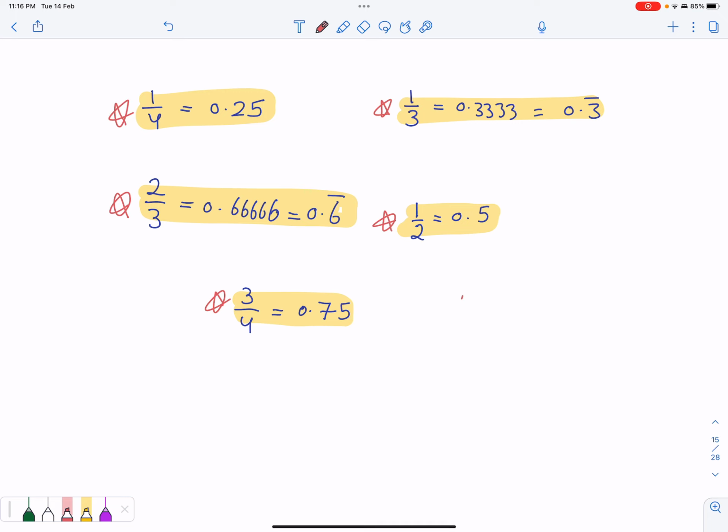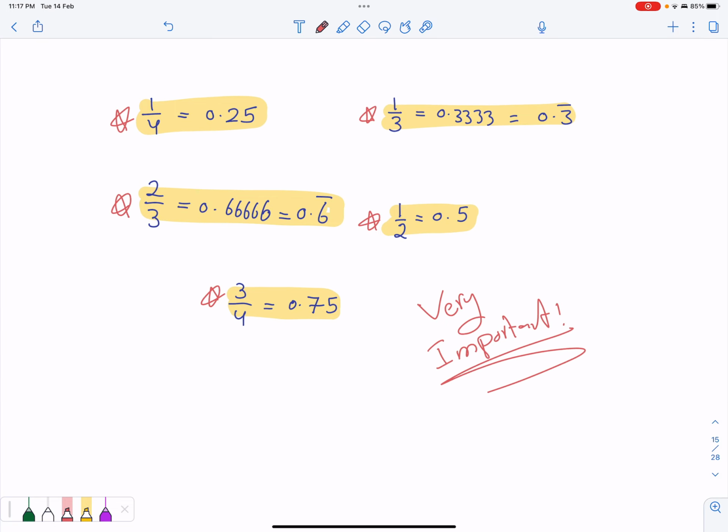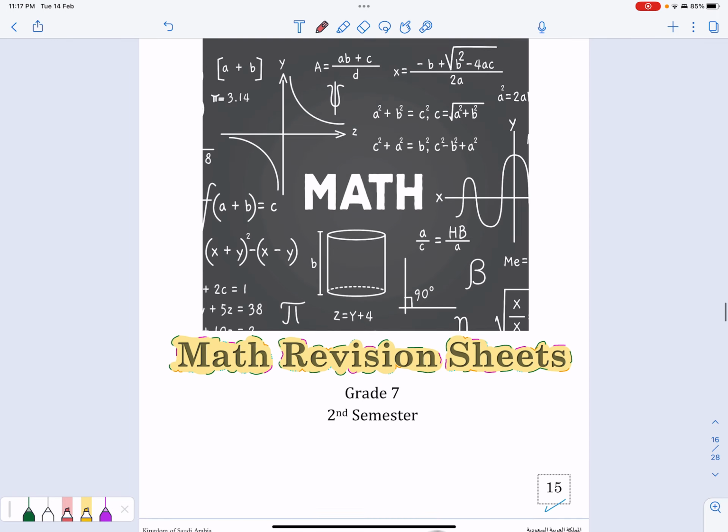Very important. Don't forget about them. Now let us go to the revision sheets and start solving some questions.